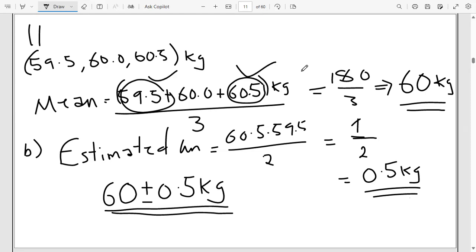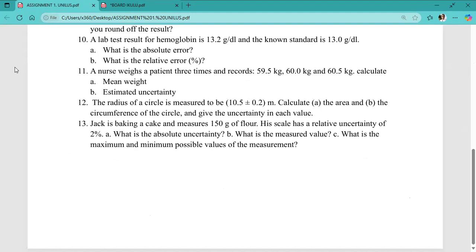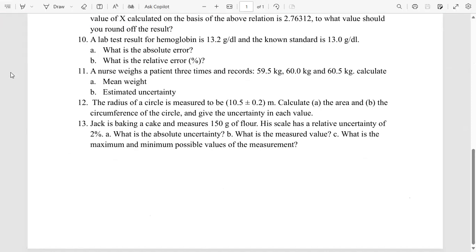And that is all on question 10. Found the mean and also found the estimated uncertainty. Or that is all on question 11, sorry. We'll move on to the next one, which is question 12.